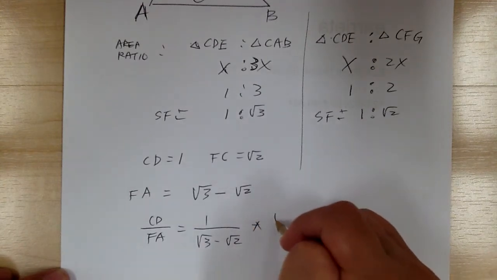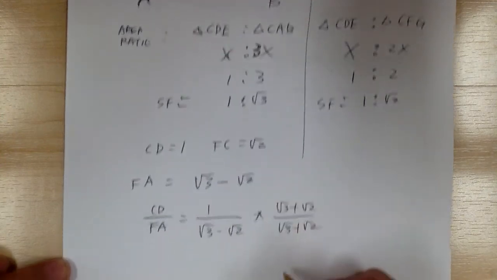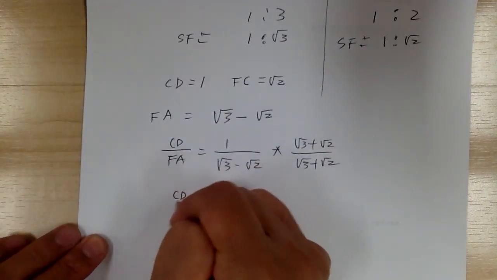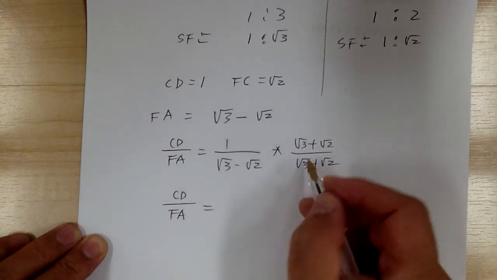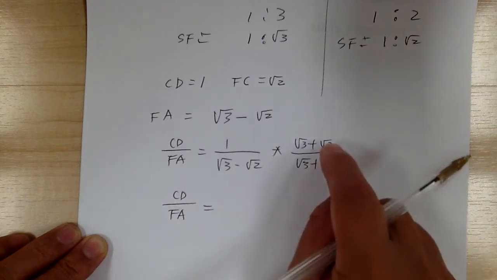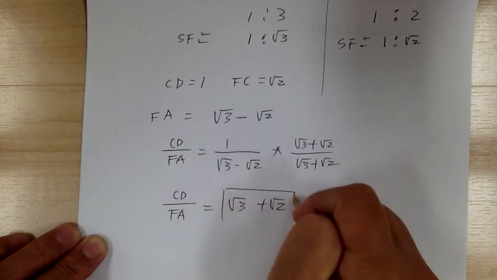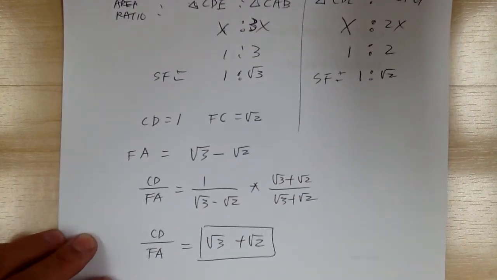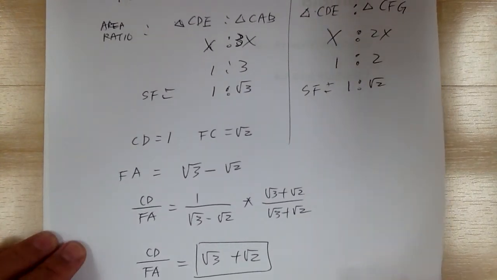And then simplify by multiplying by the conjugate. So CD over FA will equal, the denominator will just equal 1, right? When you multiply, this will give you 3 minus 2, so equal to 1. So you still have this over 1, so it would be square root of 3 plus square root of 2, and that's it. Okay, let's go to the next one.